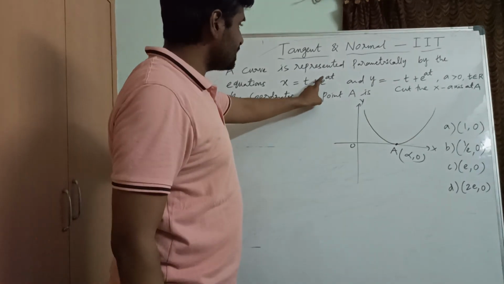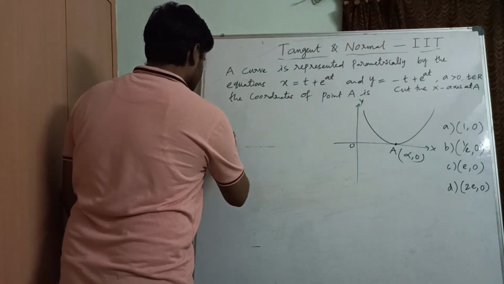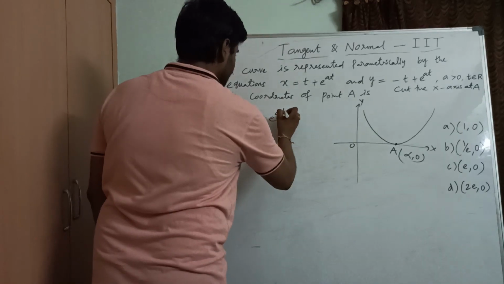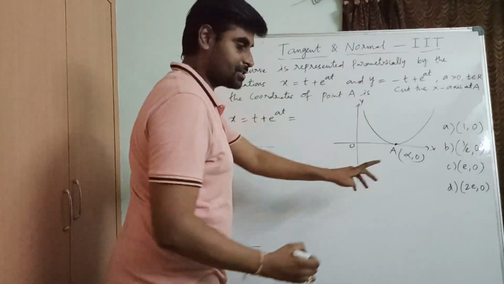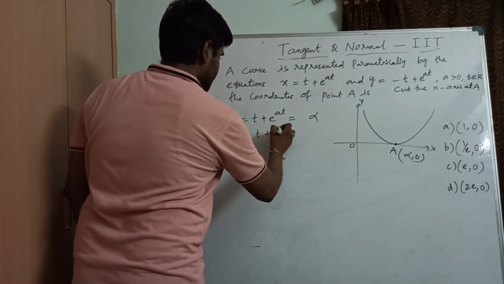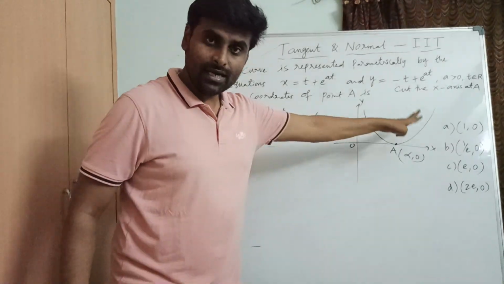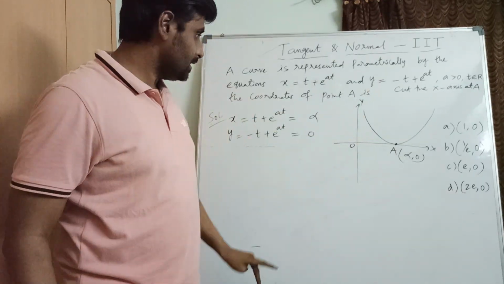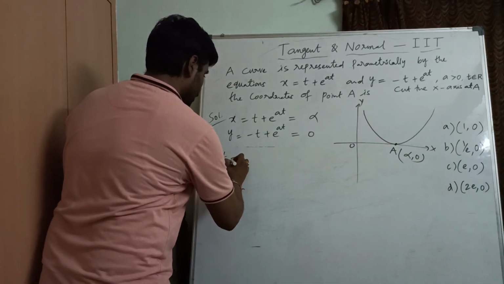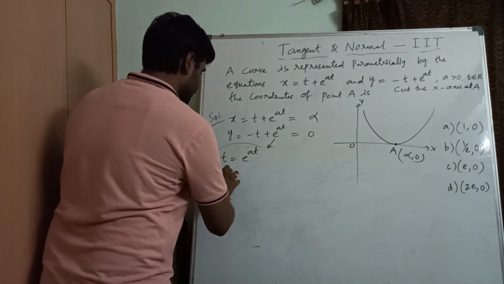Now, x equals t plus e power at, and y equals minus t plus e power at. So this is the x value, x equals t plus e power at. Can I equate this to alpha, the first coordinate? And y equals minus t plus e power at equals 0, because the point satisfies the tangent and the curve as well. So from this, what can I get? t equals e power at. This is one condition.